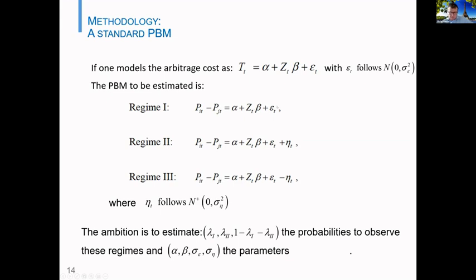plus a normal residual. If we have an abnormal situation whereby the spatial price is too large compared to the estimated transaction cost, then we will have an extra residual here, which is supposed to follow a truncated normal distribution.